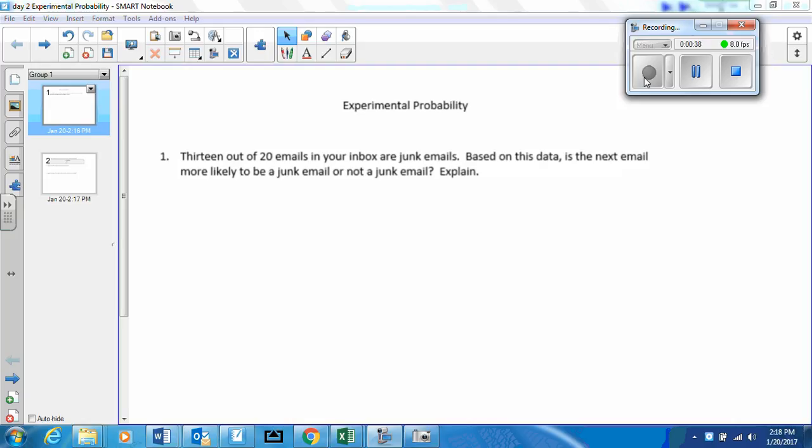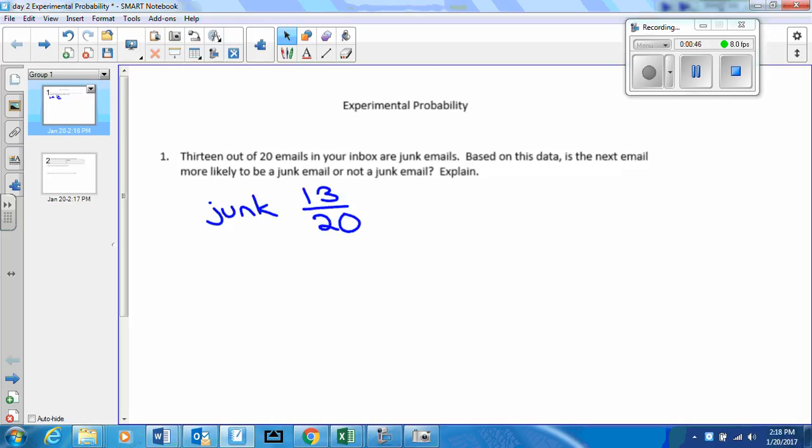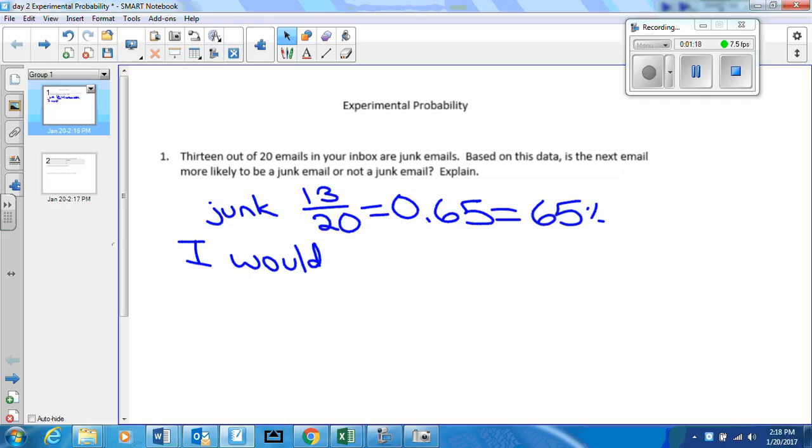Explain. So looking at the data, to look at the probability of getting a junk email, that fraction would be 13 out of 20. And if I change that into a percent, so I'm using my calculator to divide 13 by 20, I get 0.65, which is equal to 65%. Since that is more than half the time, I would expect that junk mail would be more likely for my next email than not.